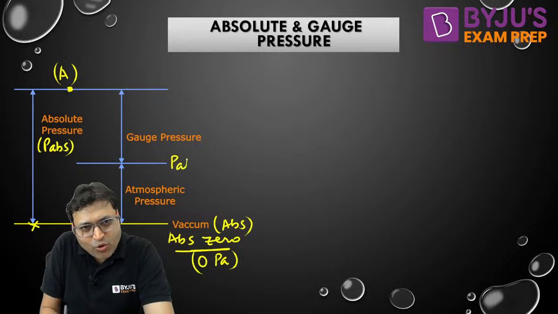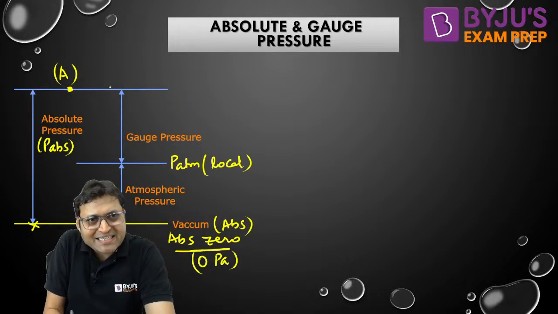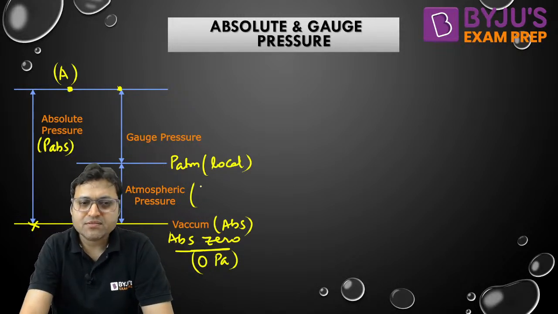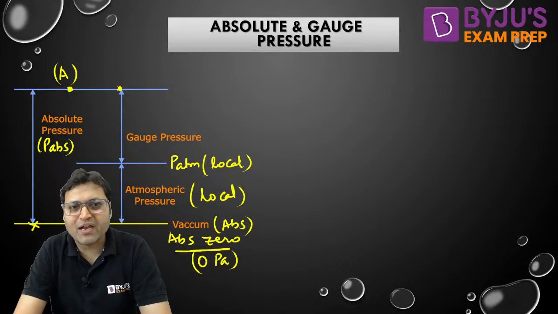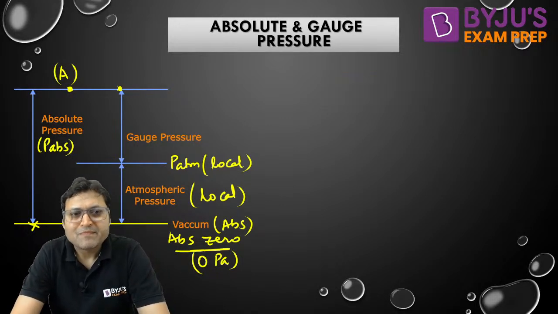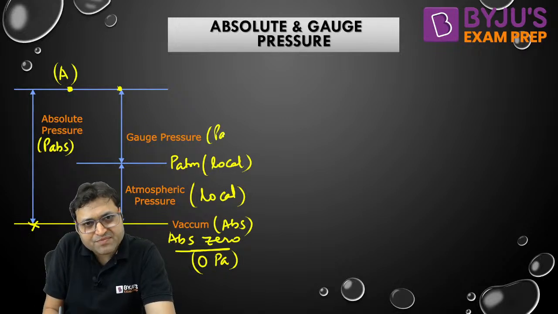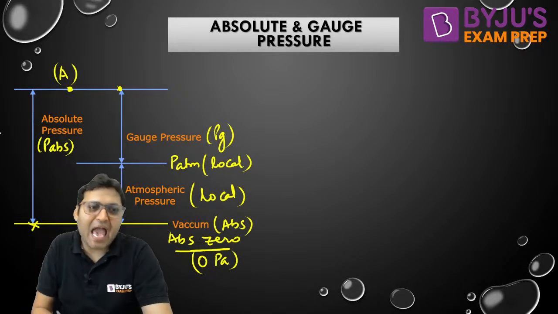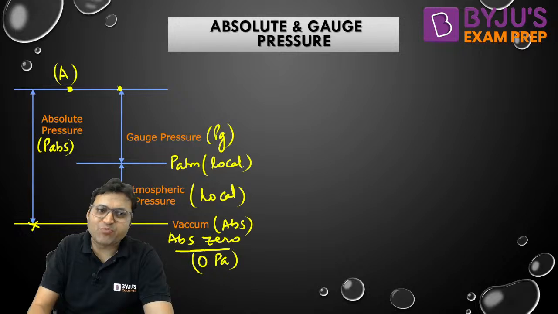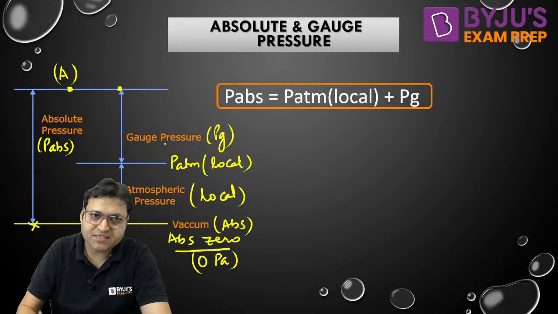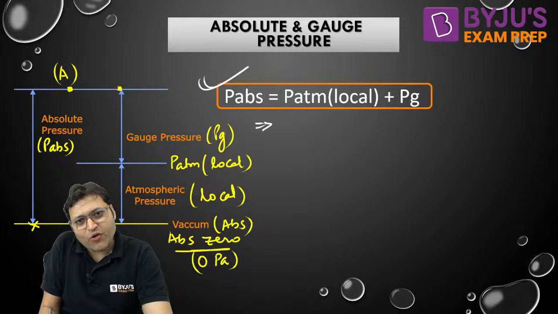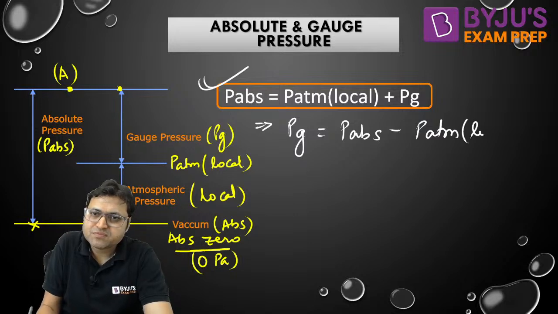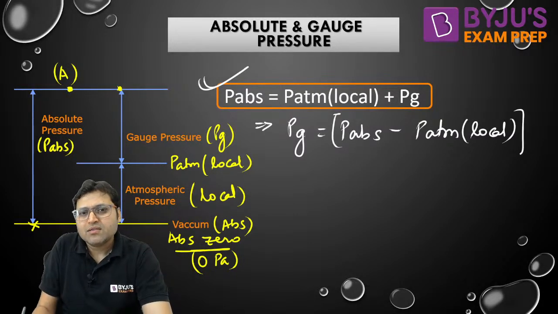If this is the local atmospheric pressure, and the pressure at the same point is measured with respect to the local atmospheric pressure, then it is called gauge pressure, PG. So from the given figure, we can say absolute pressure at any point is the sum of atmospheric pressure plus gauge pressure, isn't it? Or gauge pressure at a point is equal to absolute pressure minus local atmospheric pressure. This is how we can find out the gauge pressure.